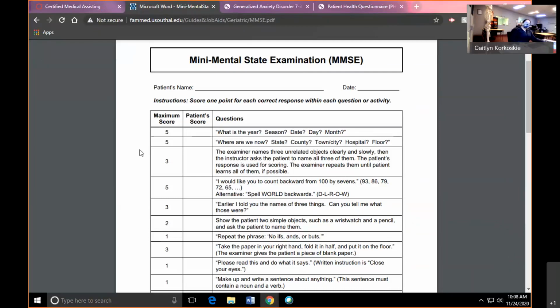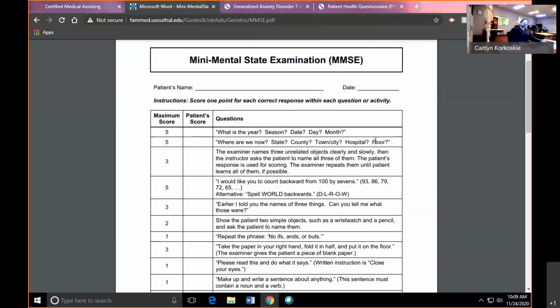But you always want to phrase it exactly how it is in here. So instead of asking, what is the year, season, date, day, and month, you just separate it. What is the year? Let them respond. What is the season? Let them respond. What is the date? Let them respond, and so on. So just like this same one here.